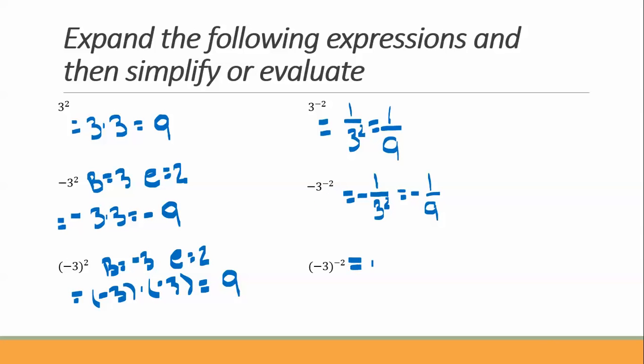And the last one is negative 3 to the negative 2. The negative 3 is in parentheses, so that's part of our base. So that's 1 over negative 3 squared. So that's 1 over negative 3 times negative 3. So that's 1 over 9, because negative 3 times negative 3 is positive 9.